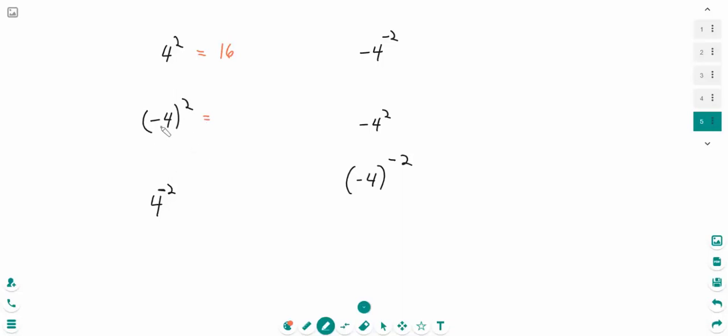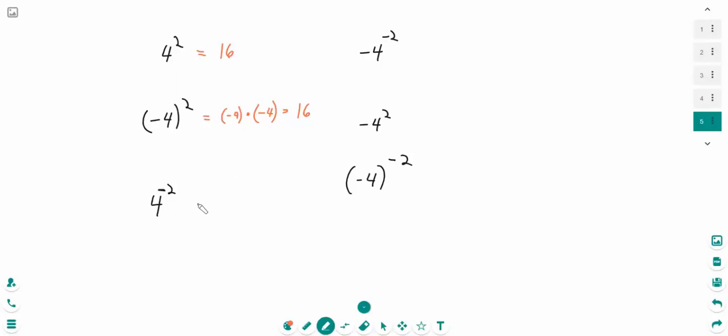So if you have a negative 4, the parentheses are what we're squaring here. That's what's being raised to the second power. So we're raising everything inside these parentheses to the second power, including this negative sign. So this would be the equivalent of a negative 4 times a negative 4, which is a negative times a negative, which is a positive. So we end up with a positive 16, right? So negative 4 squared is a positive 16.